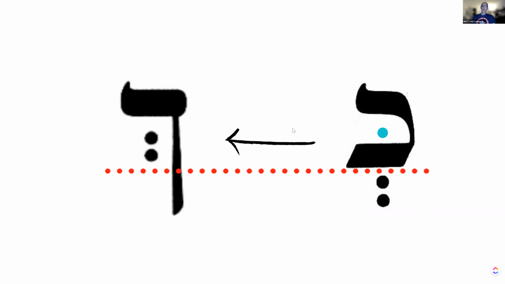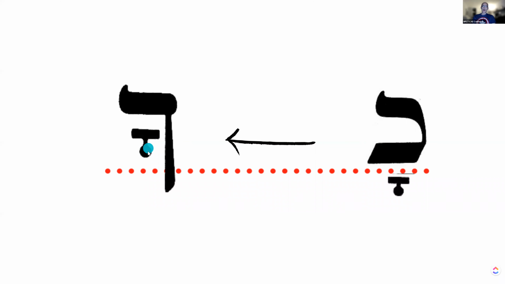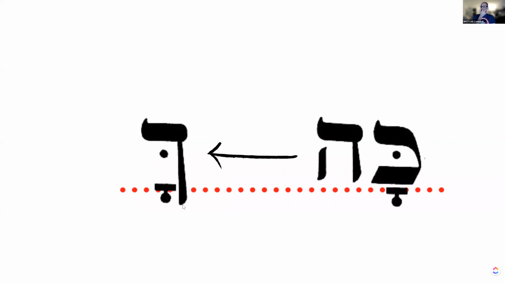Now, the chaf can take other vowels, remember? So it can take the schwa right here, and it's not ch, it's just closing a syllable. So the schwa is silent. Here it has the ah in it. So this is what? Cha, exactly. And here it's got the dot in it. And we know that the dot makes it sound like k. So this has to be what? Ka. Ka, exactly.